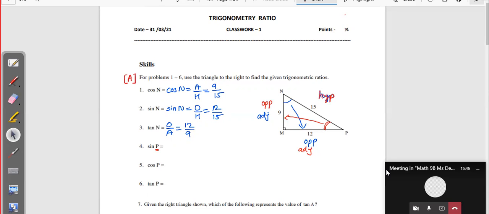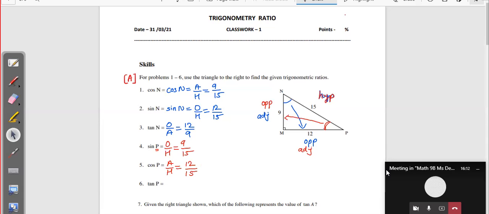So let us write the value sin p. The formula is opposite upon hypotenuse. Opposite side for sin p is value 9 and hypotenuse side is 15. Similarly, cos p, the formula is adjacent upon hypotenuse. Adjacent side for cos p, that is in red color, that's 12 and hypotenuse is 15.